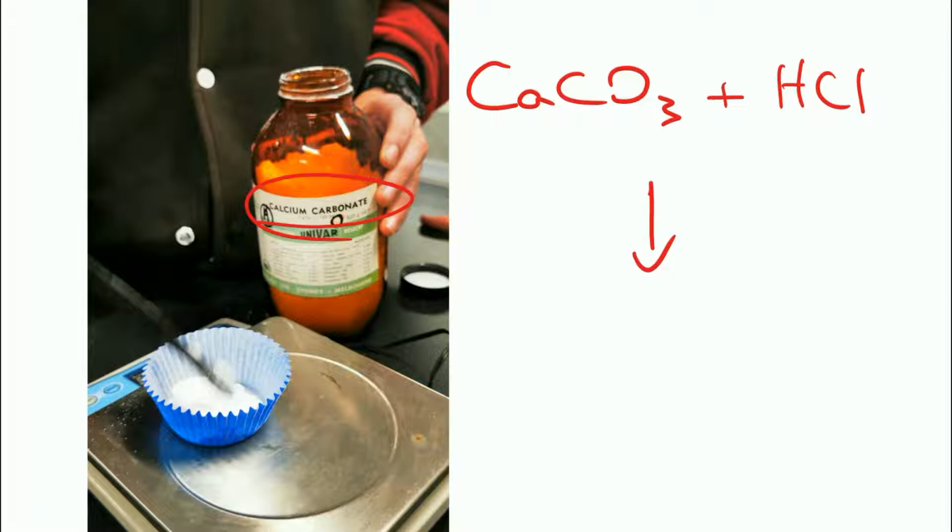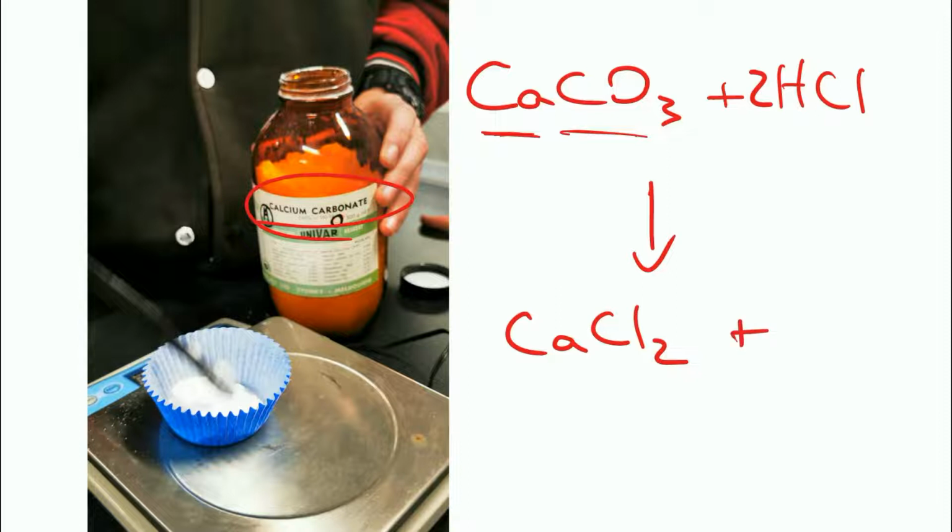Now, what we have is a metal carbonate, right? Calcium is a metal, and it's calcium carbonate, so we've got a metal carbonate. When you react a metal carbonate with an acid, you're going to get 3 things. Firstly, you're going to get a salt. In this case, the salt is calcium chloride. Balancing as we go, we need 2 chlorides. Okay, let's start with 2 of these HCl's.